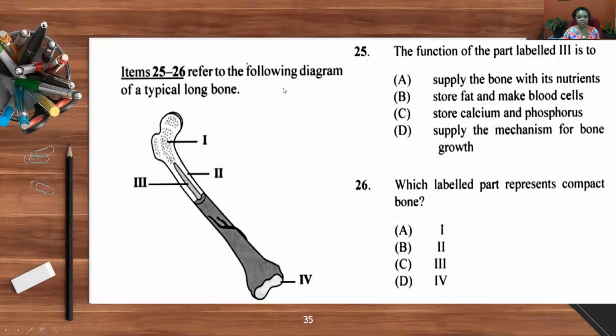Items 25 and 26 refer to the following diagram of a typical long bone. The function of the part labeled 3 is to store fat and make blood cells. Supplying the bone with nutrients would be here, the blood vessels, right? Here would be spongy bone, and number 2 would be compact bone. So which labeled part represents compact bone? That would be 2.